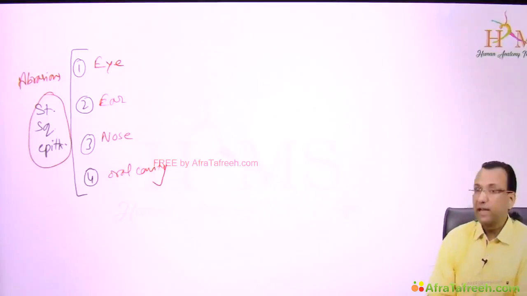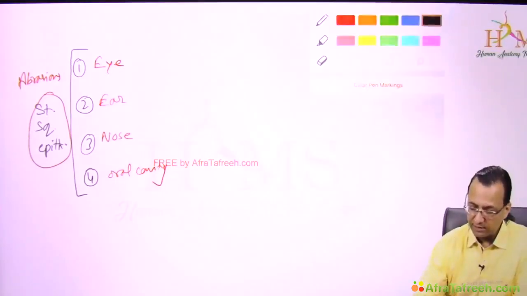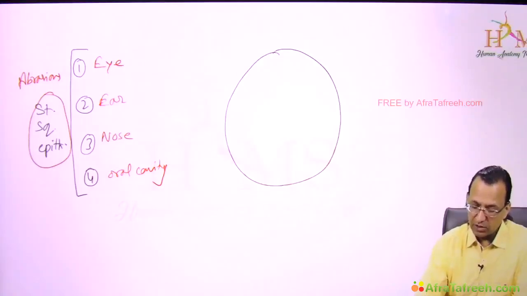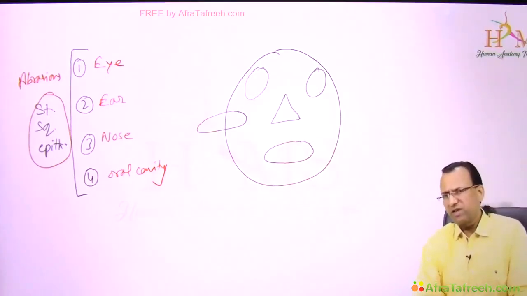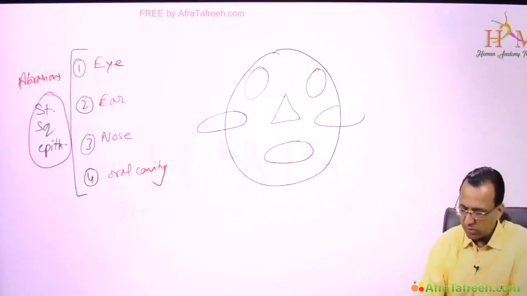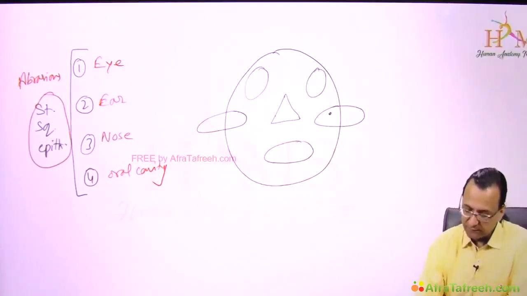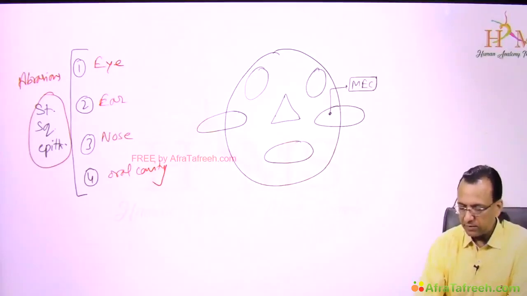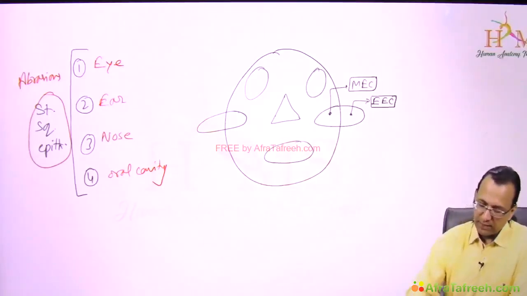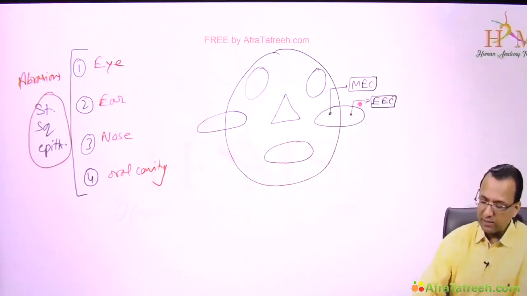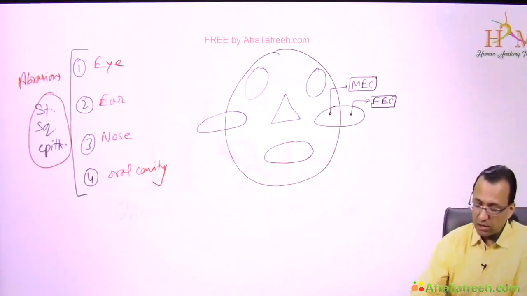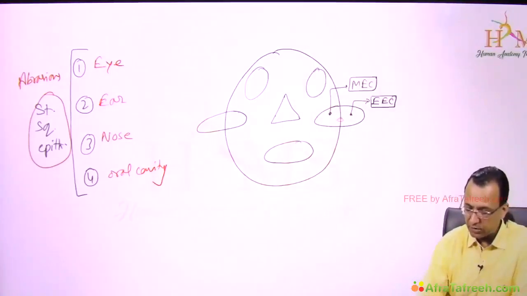Let us draw that in the diagram also. Then you are telling that this is the face, the eyes and nose and ear and the oral cavity. What kind of ear is this? Actually, what I want you to understand is this is the middle ear cavity and that is the external ear canal. So, if you tell that this is the ear and it is the external ear canal, this is the middle ear cavity, what is it separated by? The tympanic membrane. This is the tympanic membrane.